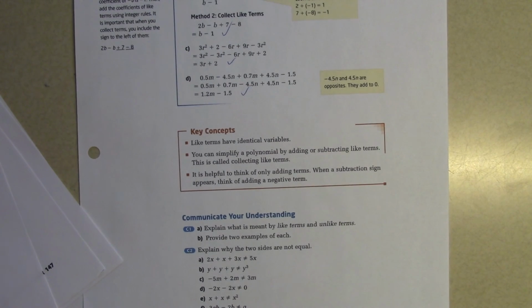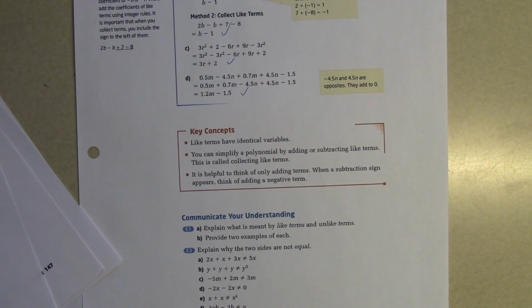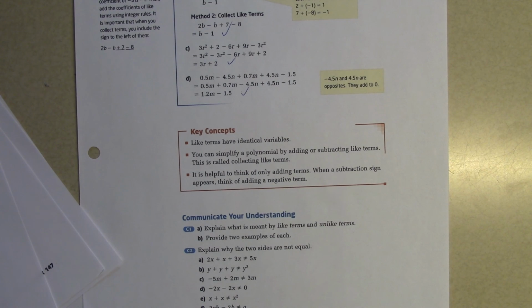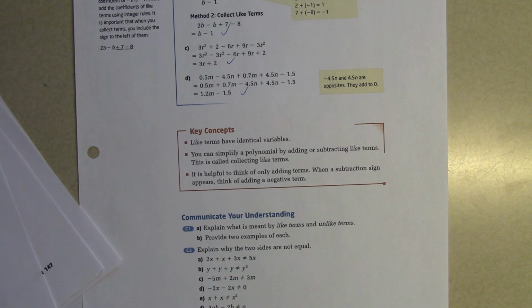Like terms have identical variables. Again, the variable is another way of saying the letters, right? They have identical letters, and identical degree as well. You can simplify a polynomial by adding or subtracting like terms. This is called collecting like terms. Okay? It's helpful to think of only adding terms. When a subtraction sign appears, think of adding a negative term.